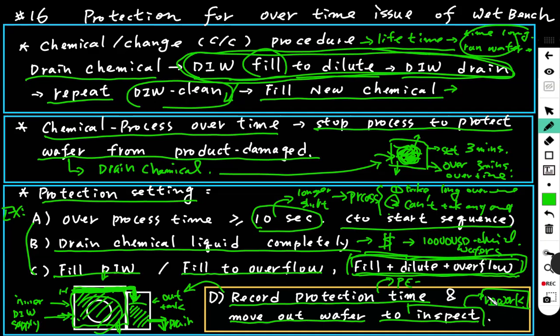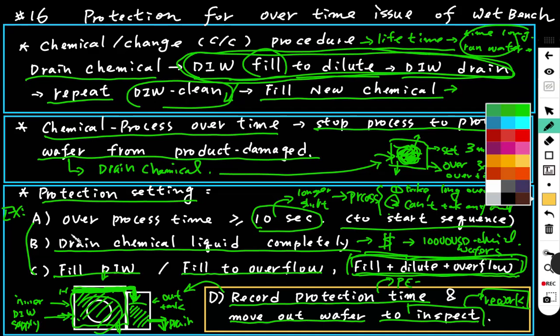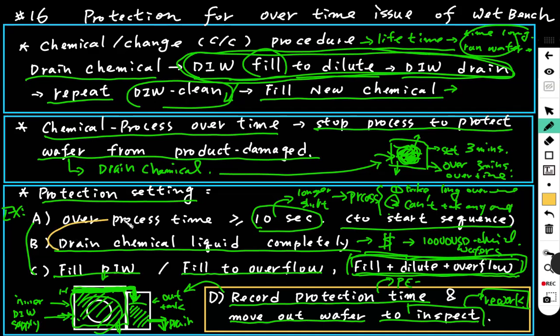You can see that we drain the chemical. Sometimes the chemical is very expensive, but we drain the chemical, wasting money, to protect the wafer from damage.